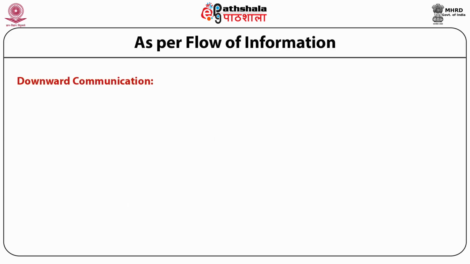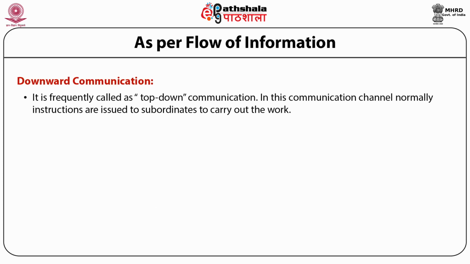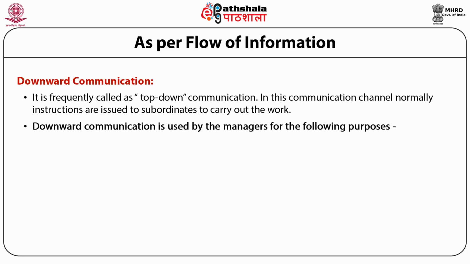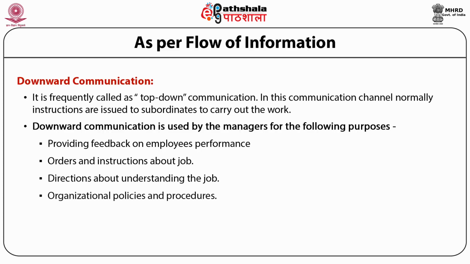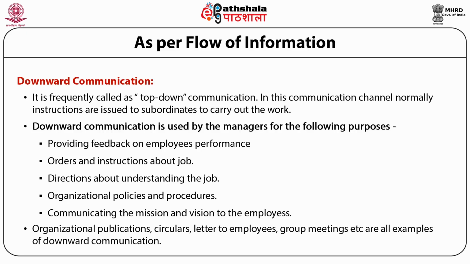Downward communication. It is frequently called as top-down communication. In this communication, normally instructions are issued to subordinates to carry out the work. Downward communication is used by the managers for the following purposes: for providing feedback on employees' performance, orders and instructions about job, directions about understanding the job, organizational policies and procedures, communicating the mission and vision to the employees. Organizational publications, circulars, letters to employees, group meetings, etc.